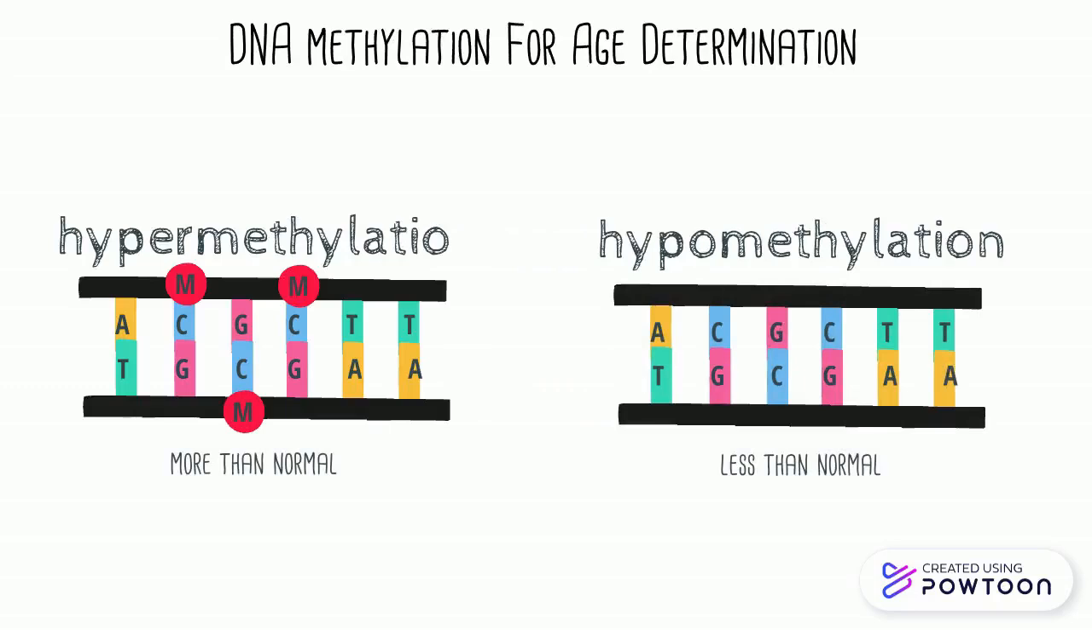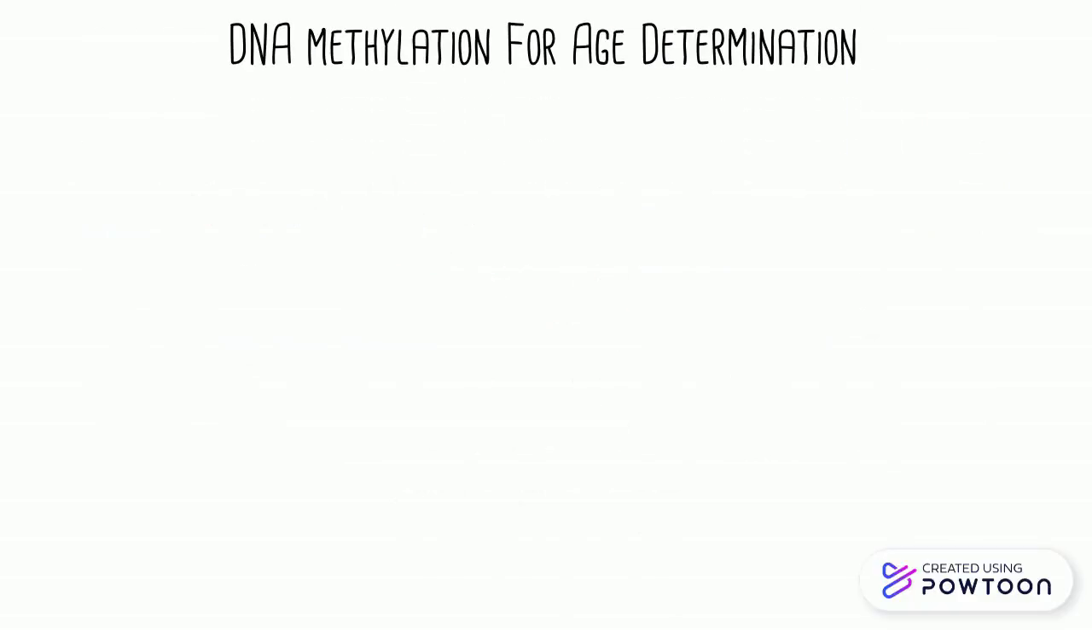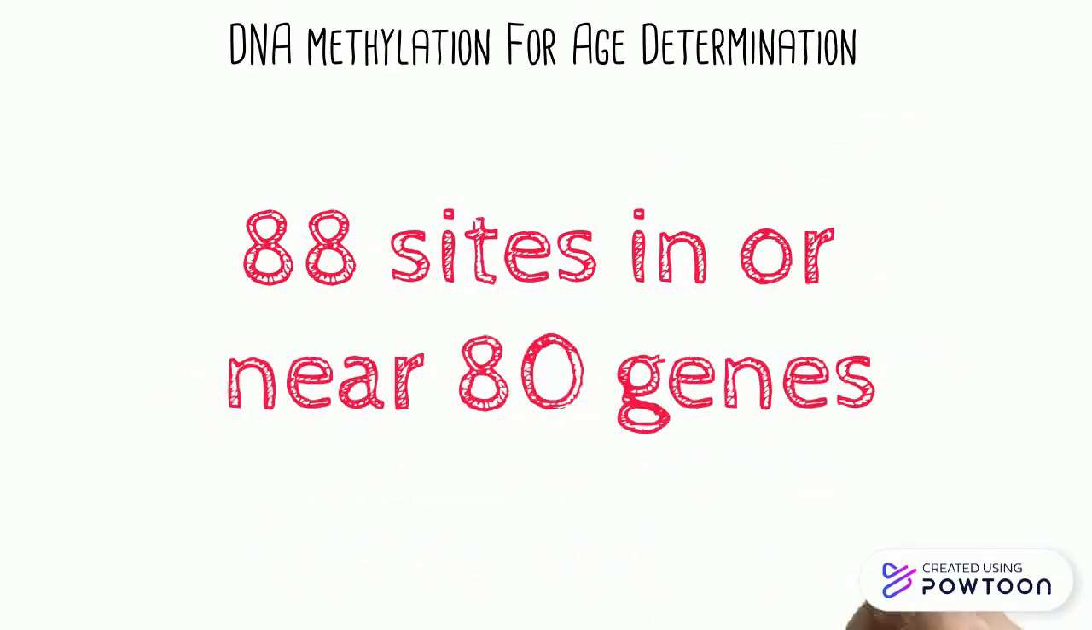Certain sites undergo hypermethylation or hypomethylation as an individual ages. DNA from many different individual sample types can be used to determine age, including blood, semen, and saliva. A study conducted by Bauckland and their colleagues identified 88 sites in or near 80 genes where the degree of cytosine methylation had a significant correlation with age in the saliva of their sample population.